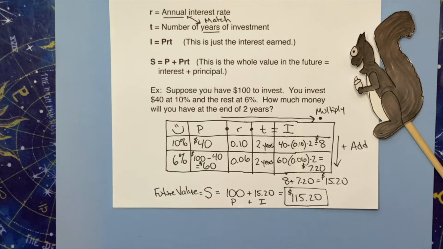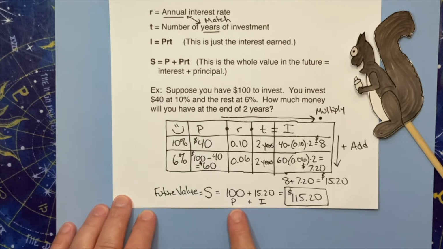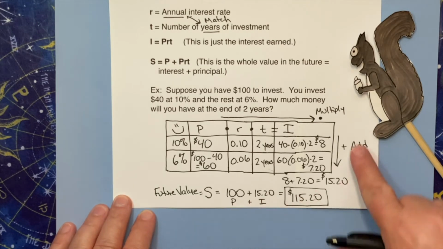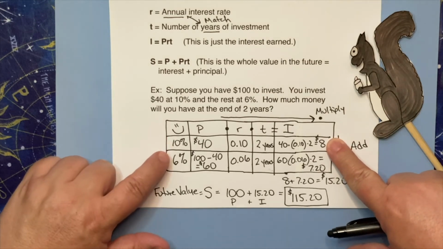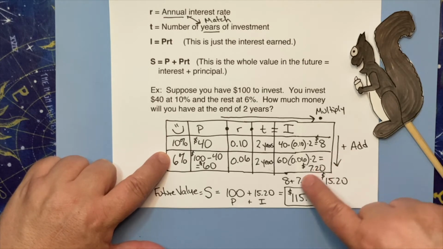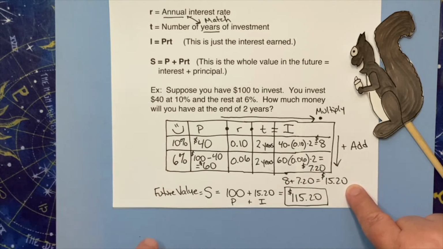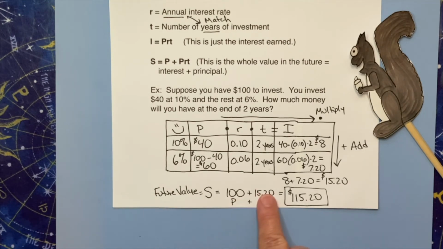Woohoo, we're back. Sorry about that brief technical issue, but magically, we have come to the answer. And so the answer, which I was drawing a box around when my phone started ringing, was 100, which was the principal, plus 15.20, which is the sum of the interest we got from the 10% investment and the 6% investment. So I added them together to get 15.20. And so the future value, the total amount, is that $100 investment plus the interest, which is $115.20.